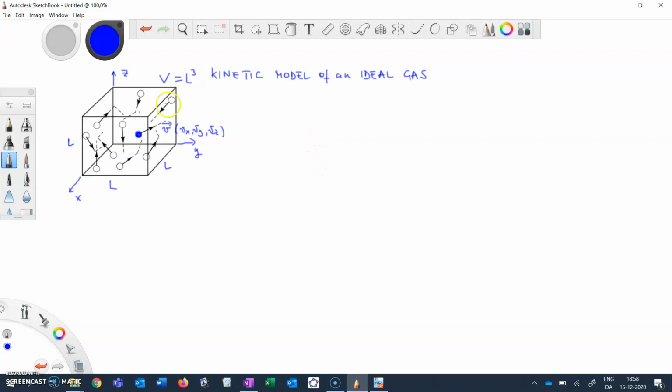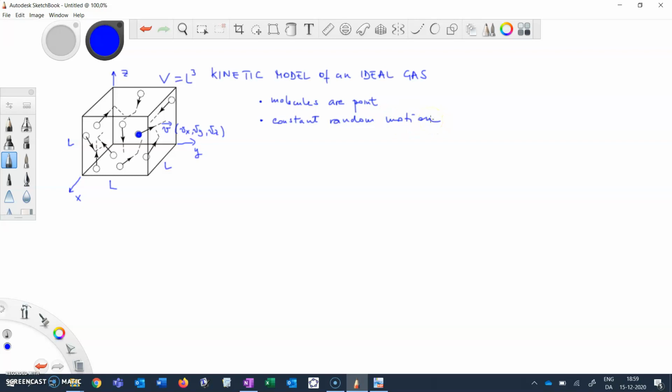And now we have to make some assumptions if we want to describe a gas in this way. The first assumption is that the molecules don't occupy volume. So basically the molecules are point-like sources. The gas is a large number of these molecules, which are in constant random motion. So we also assume a constant random motion.